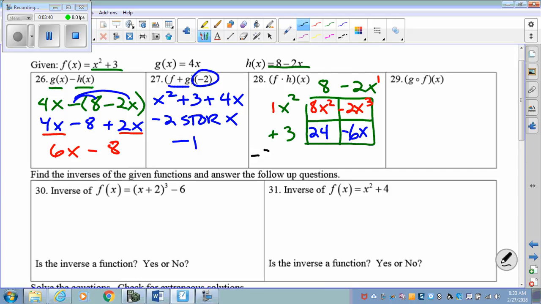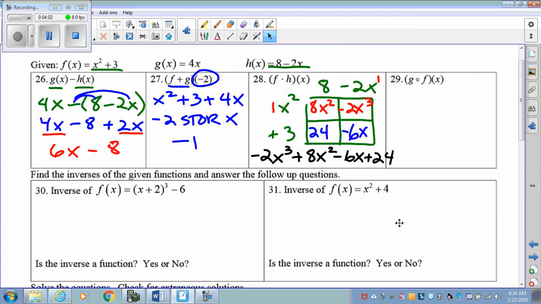I'm going to write it in the proper order for a polynomial, going from the highest degree to the lowest. So I go from 3 to 2 to 1 to 0. Okay, and that would be my answer.